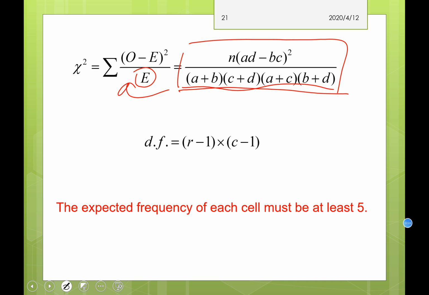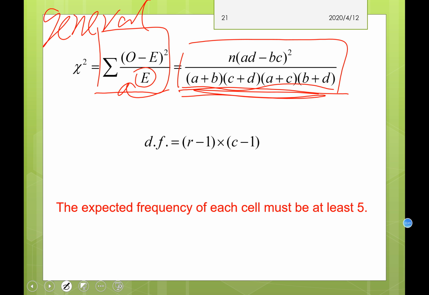But I think you'd better use the new one if you meet a 4-fold table, because it is easier for the calculation. But please notice that the formula we have learned before is the general formula. That means it can be used in each type of the chi-square tests. But the new one must be used in a 2 times 2 table. It can't be used in R times C. That means when the rows or the columns are more than 2, you cannot use this new formula anymore. So you can call it a special formula for the 4-fold table. And df is the same, R minus 1 times C minus 1.